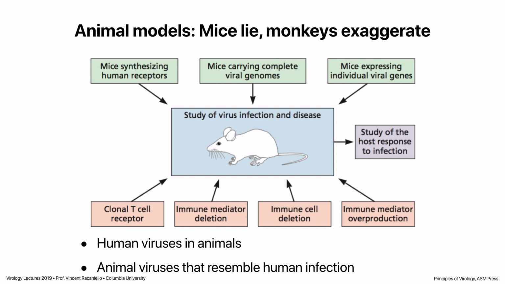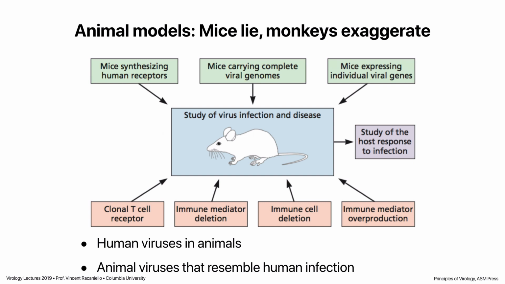You can take out cytokine genes and cytokine receptors. So now you can easily genetically manipulate mice. So you can change things and then infect with your virus and see what happens. You can even overproduce immune mediators if you'd like. So there are lots of ways that we can manipulate mice to answer questions about pathogenesis.